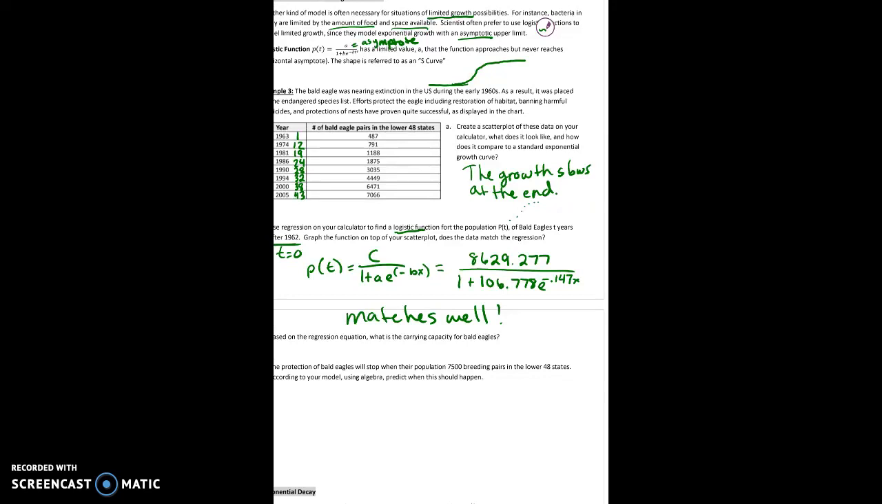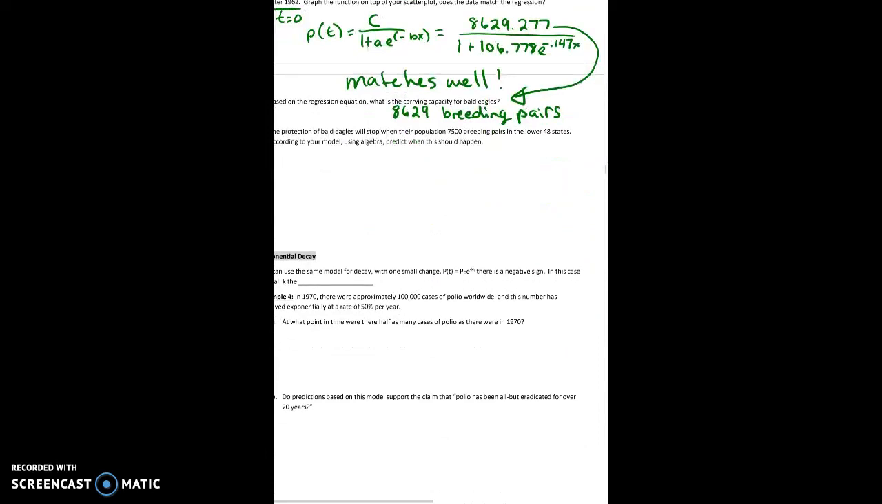Okay, C. Based on the regression equation, what is the carrying capacity for bald eagles? So remember, carrying capacity is actually the asymptote, which is the number on top. So I'm just going to round this, since we're talking about the number of breeding pairs, to 8,629 breeding pairs. And remember, I got that from the numerator. The numerator gives us the carrying capacity. Remember, it's the asymptote, so it's the population that our function is going to approach but never actually touch. That's what an asymptote is.